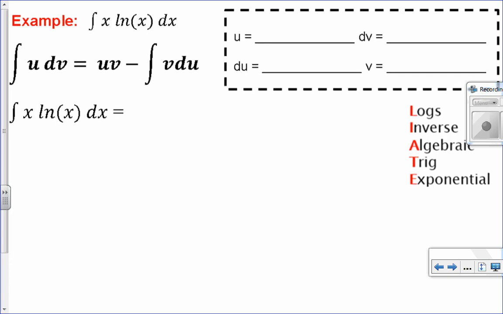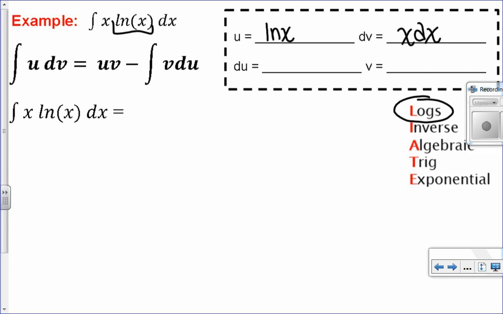Let's look at this one. So this is a product of x and ln x. So we hit logs right away. So that means that u will be ln x. So if this is what u is, that means that x dx is dv.